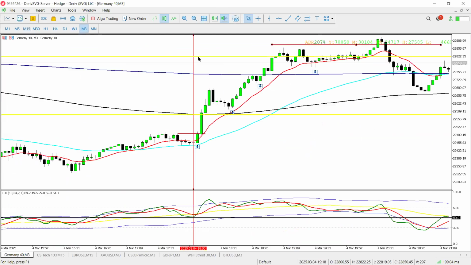On the 3 minute time frame, what are you looking for? You are now looking for the famous four candlesticks. When I say famous four, you only need one of them, one or two of them, and these candles have to appear on or near the 13 EMA on the 3 minute time frame.